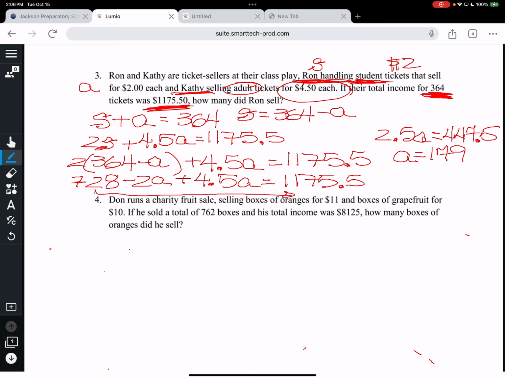Do we take 364? Yes. So 185 student tickets were sold, when we take 364 and subtract 179. It asked how many did Ron sell? He was the student seller. Sold 185. Would you take the total number of tickets and then subtract 179? Yes, and that's how we got the 185. All right, good with that?